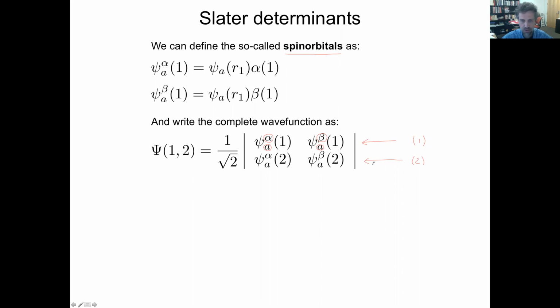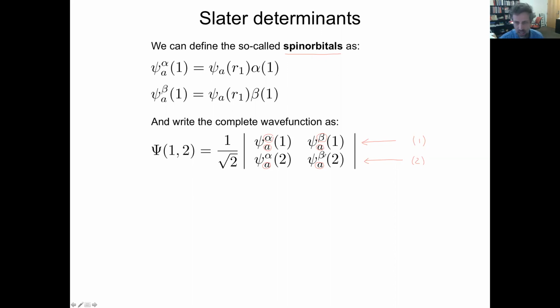Then for particle two, same story. Particle two also sits in state 1s, which is what A is in this case, and then alpha or beta. So the same thing for particle two. Particle two can also be spin up or spin down. We don't know what the state is of particle two.